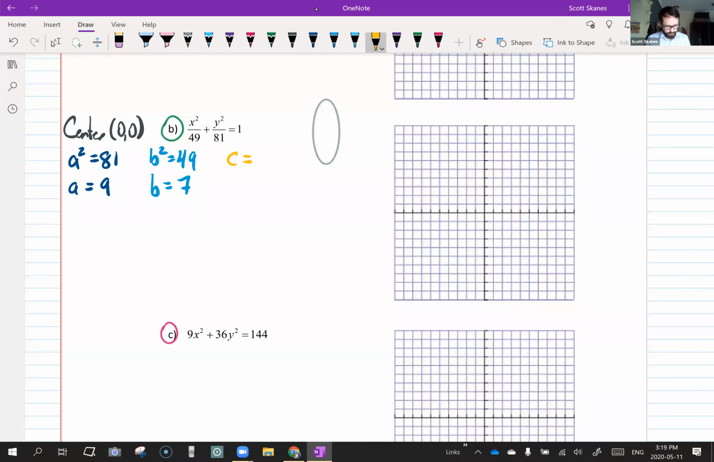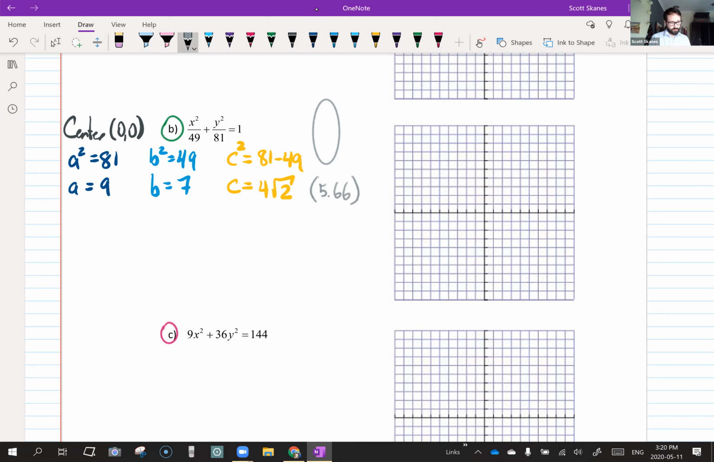That's the last piece that I need. C squared is A squared minus B squared. 81 minus 49. What is 81 minus 49? It is 32. Root 32 is 4 root 2. Feel free to write it as a decimal. It makes no difference to me. Sometimes when you're graphing it, that's easier. So 5.66 if you want to use the decimal.